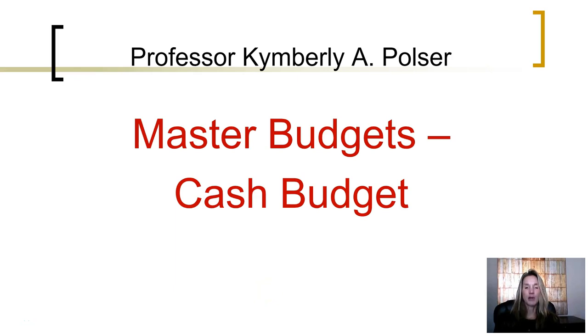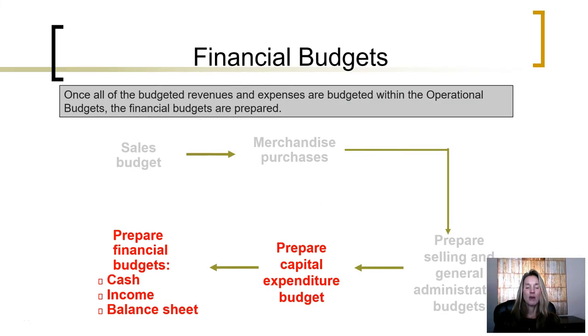In this segment, we are going to discuss the cash budget portion of the master budget. Once all of the budgeted revenues and expenses that we budgeted within the operational budgets have been completed, the financial budgets are then prepared. The financial budgets really begin with the preparation of a capital expenditure budget, which plans for the needs for purchases of property, plant, and equipment, or other large capital purchase plans.